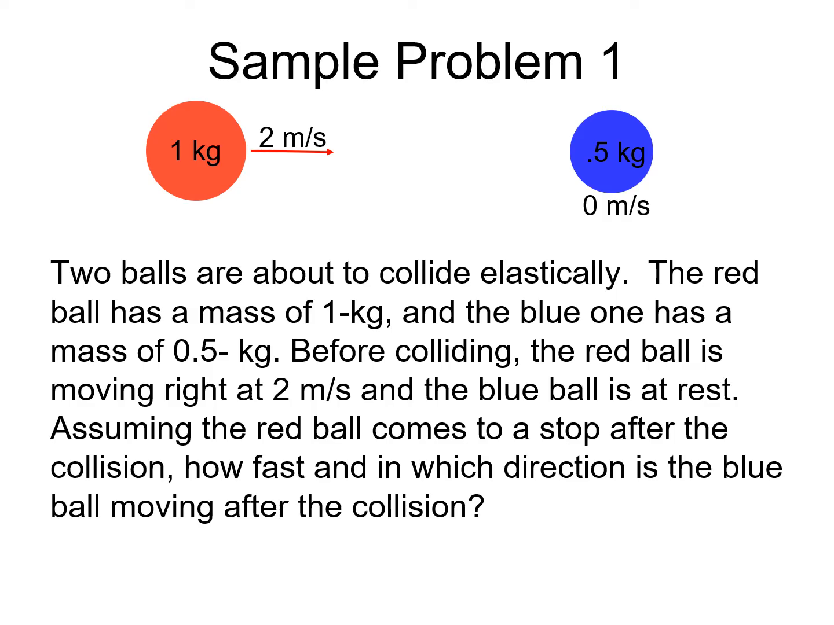So instead of these air carts, let me start out, I'll look at two balls here. One's red and one's blue. And we'll say that they're about to collide elastically, so they're going to bounce apart. Let's say that the red one has a mass of 1 kilogram and the blue one is smaller and only has a mass of 0.5 kilograms. Before colliding, the red ball is moving toward the right at 2 meters per second, whereas the blue ball is at rest. It's not moving. Assuming the red ball comes to a stop after the collision, how fast and in which direction is the blue ball moving after the collision?